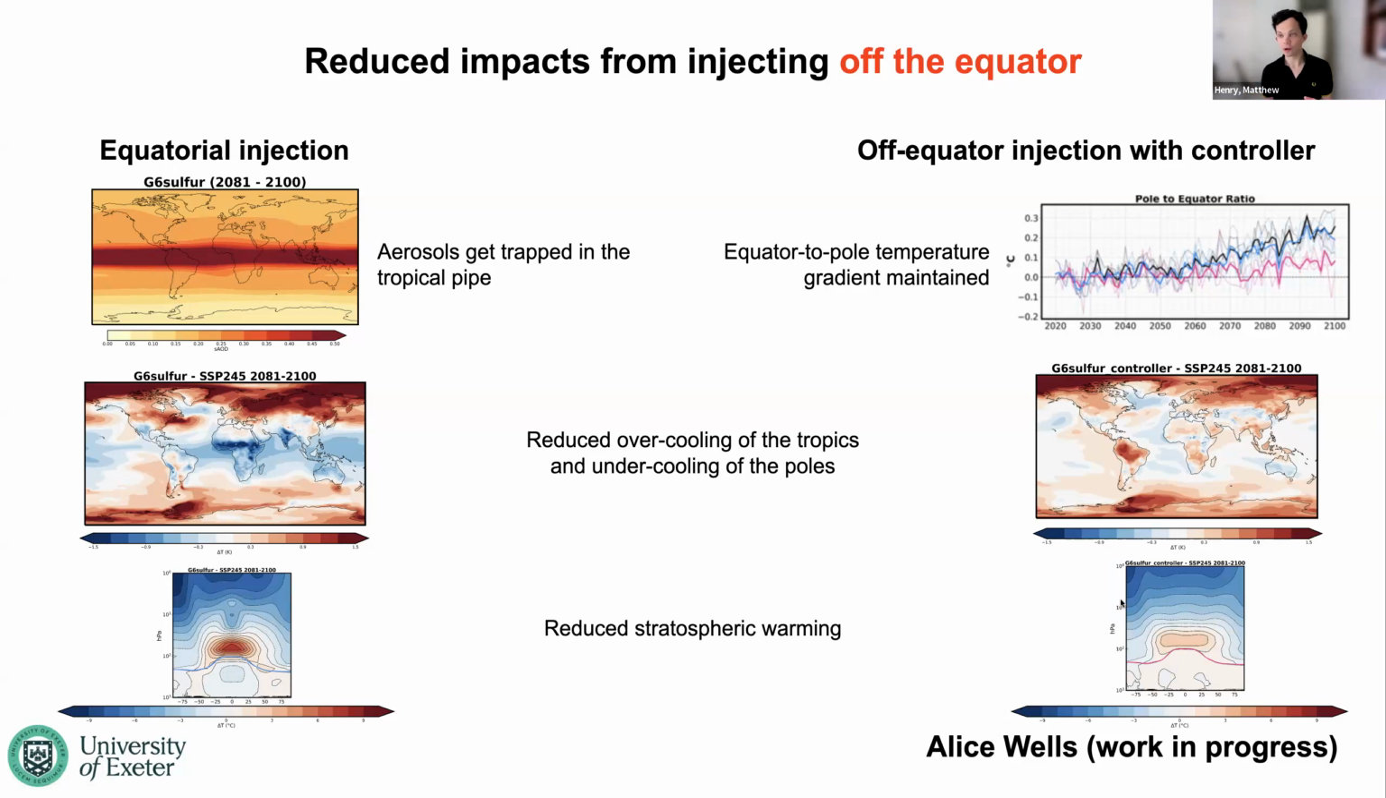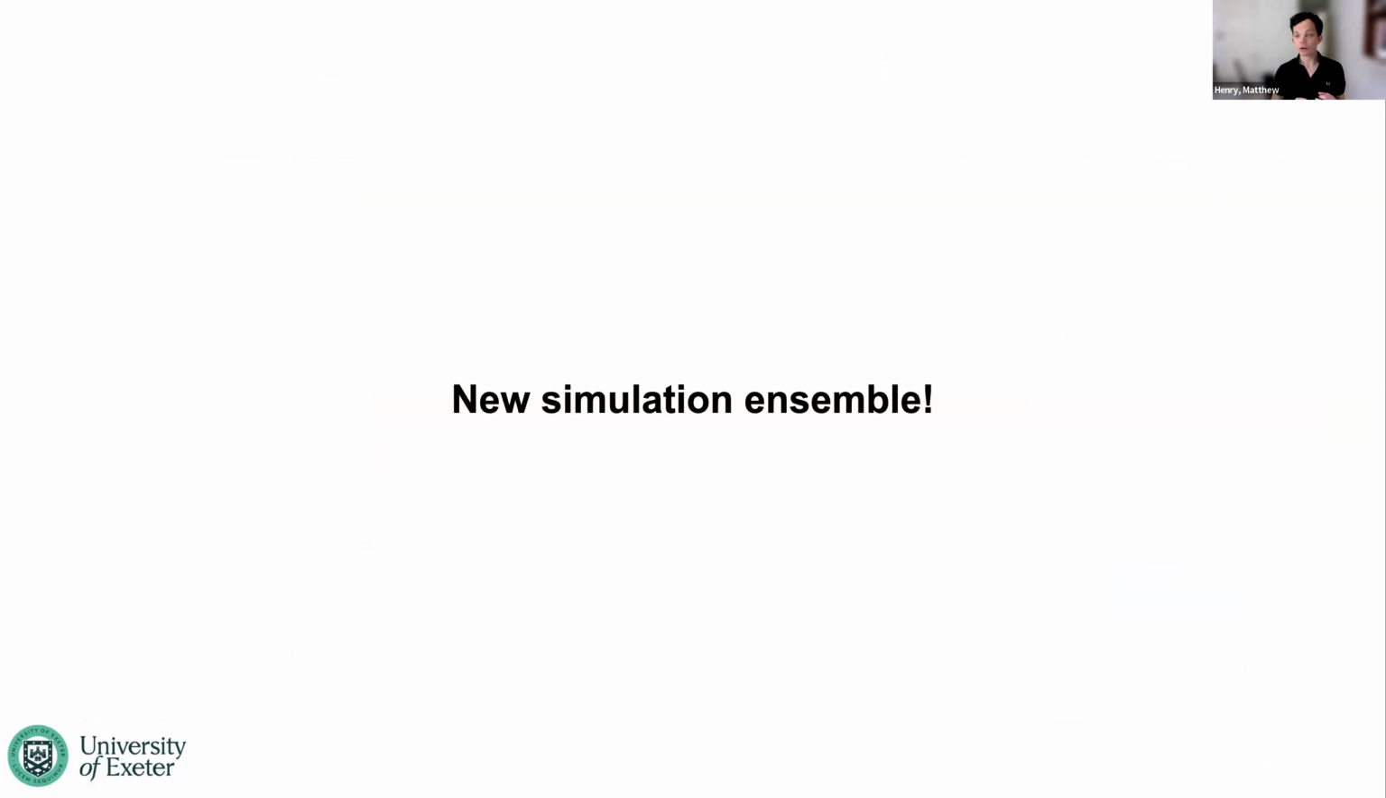And that stratospheric warming has some surface impact. So it's good to know that you could reduce these effects by injecting off the equator. And so this talk is mostly about this new simulation ensemble, where we use that controller with the 4 different locations, and we use a different background scenario, which is arguably more policy relevant.